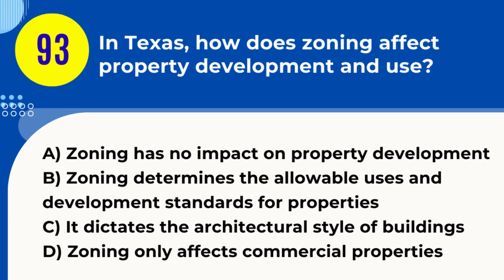Question 93. In Texas, how does zoning affect property development and use? A. Zoning has no impact on property development. B. Zoning determines the allowable uses and development standards for properties. C. It dictates the architectural style of buildings. D. Zoning only affects commercial properties.